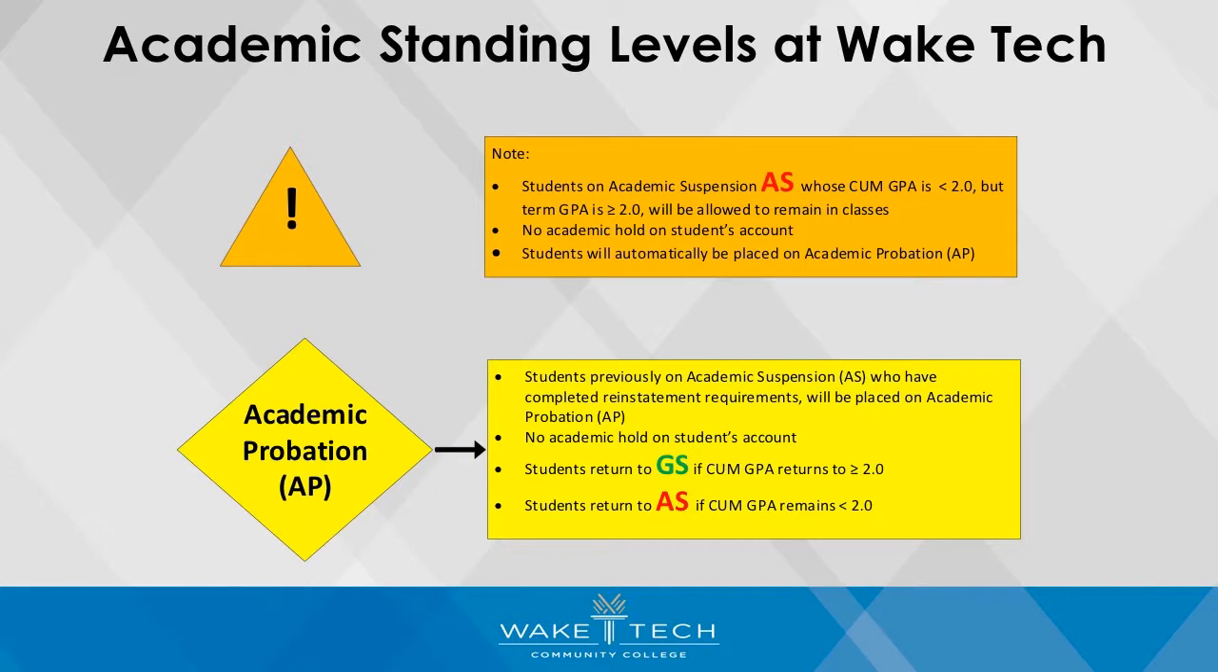If that third semester, both your semester GPA and your cumulative GPA are still below a 2.0, then you will move back into academic suspension and have to repeat these next steps that you're doing currently. And then again, once that GPA hits the 2.0 or higher, we move back into good academic standing.